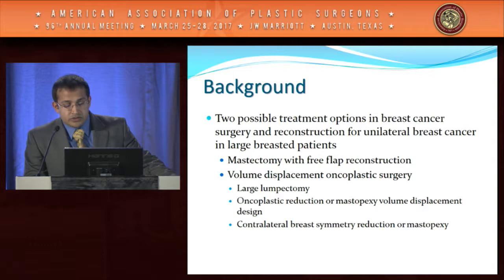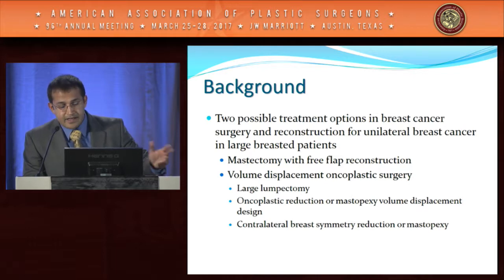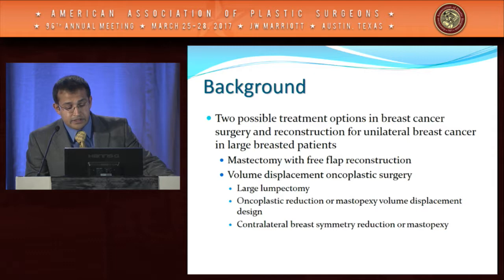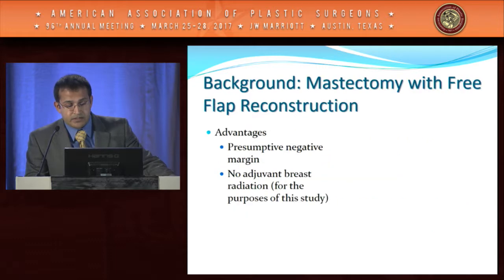We know that there are two possible treatment options amongst many in breast cancer surgery and reconstruction for unilateral breast cancer in the large-breasted patient. One, for example, is mastectomy with free flap reconstruction, and the other would be volume displacement oncoplastic surgery, which we'll define in this talk as a large lumpectomy, an ipsilateral oncoplastic reduction or mastopexy volume displacement design, and a contralateral breast symmetry reduction or mastopexy.